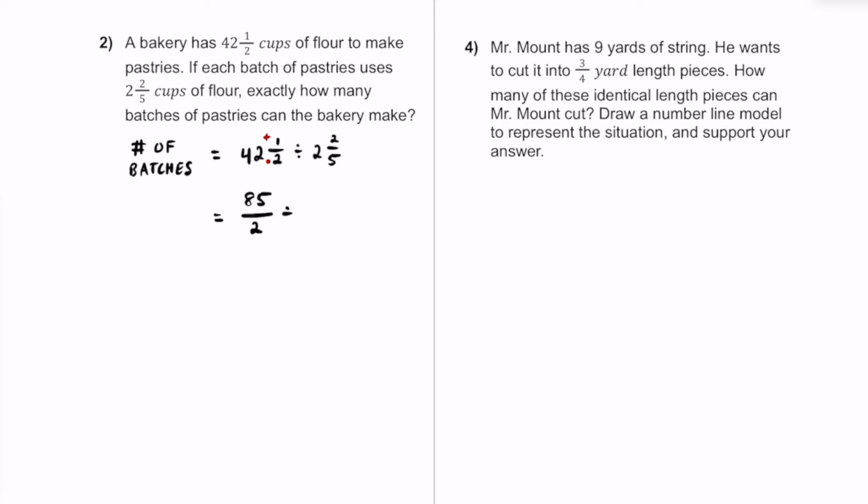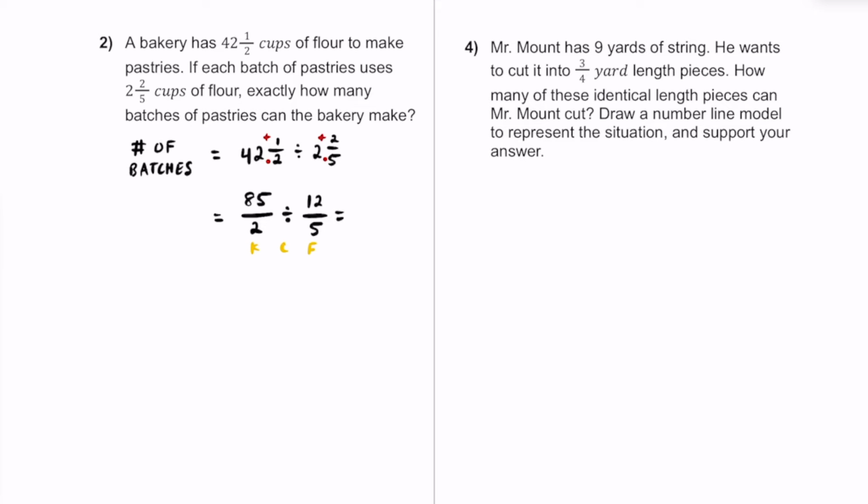85/2 divided by, and let's go ahead and turn this 2 2/5 into an improper fraction. So 2 times 5 is 10. 10 plus 2 is going to be 12. So we're going to get this 12 on the top, and then we're going to get this 5 on the bottom, okay?